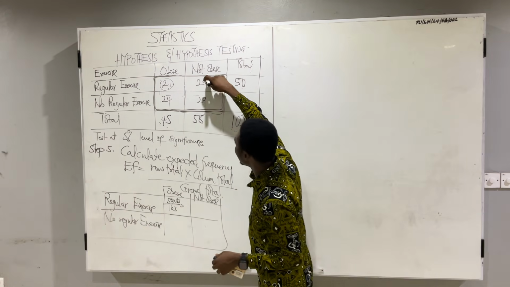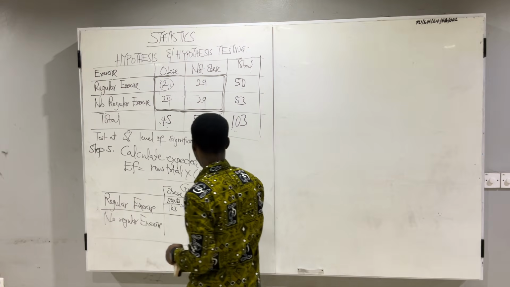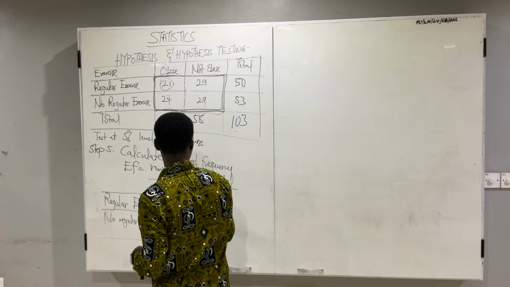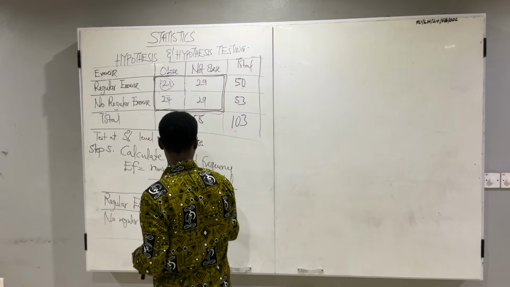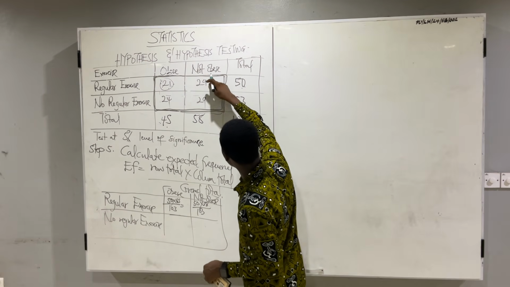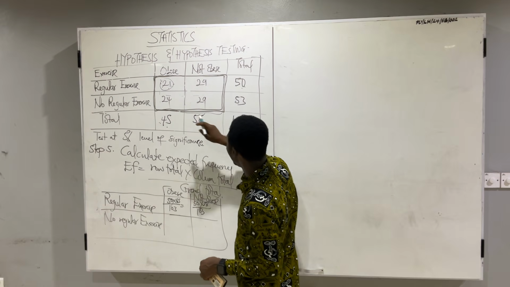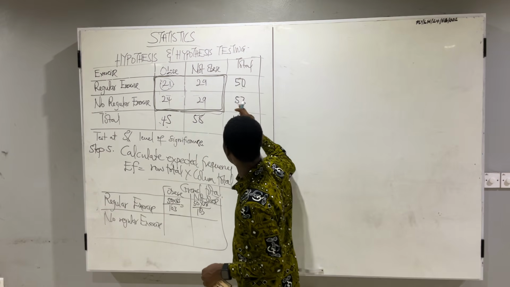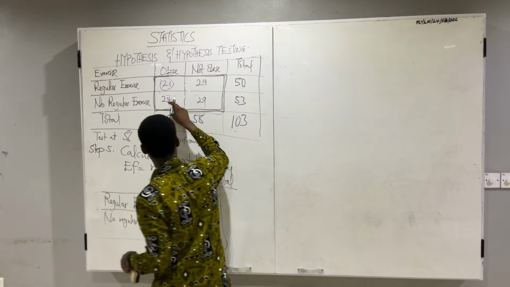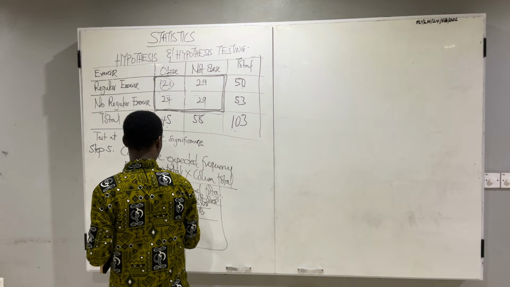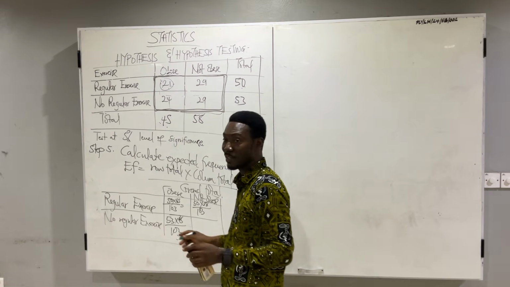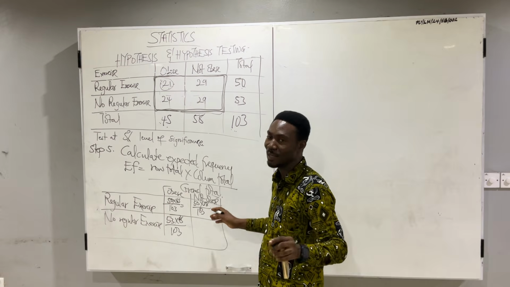Now, how are you going to get the expected frequency for 29? It's 50 multiplied by 58 divided by 103. How did we get that? For the 29, the row total is 50 and the column total is 58, divided by 103. Let's come to the 24. What is the row total? 53. So 53 multiplied by, what is the column total? 45, divided by grand total 103. So the grand total will never change. That is one trick. The grand totals are going to be the same for all of them.